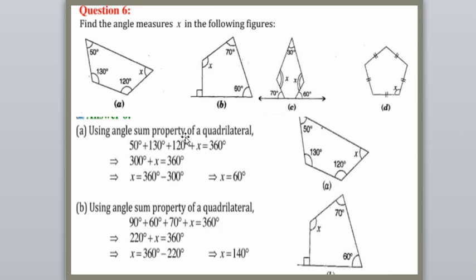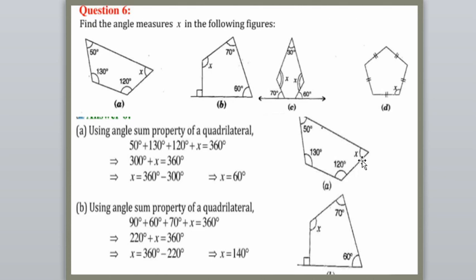So using the angle sum property of a quadrilateral, 50 degree plus 130 degree plus 120 degree plus x equals 360 degree. 50 plus 130 plus 120 is 300 degree, then 300 degree plus x equals 360 degree. Now transfer this 300 to the other side to get the value of x. So x equals 360 degree minus 300, which equals 60 degree. So here we got the measure of the unknown angle x, that is 60 degree.